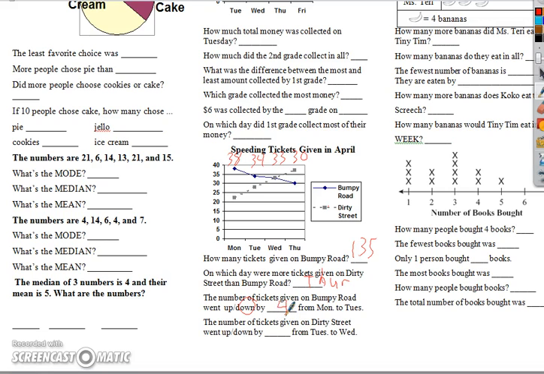Number of tickets on Dirty Street from Tuesday to Wednesday. Okay, so Tuesday looks about like 28, and Wednesday looks like 33. So we went up from 28 to 33, which would be 5.